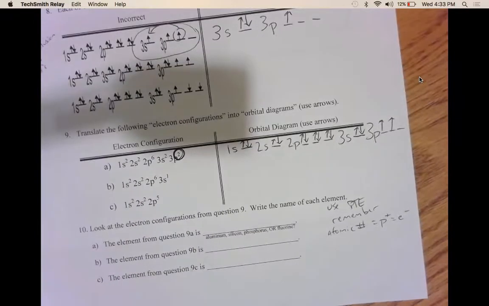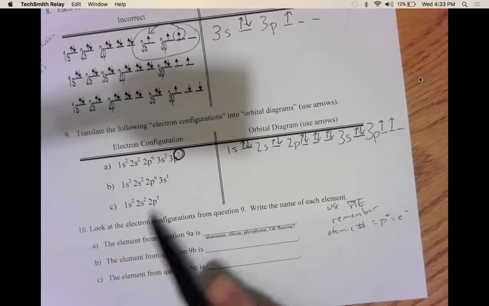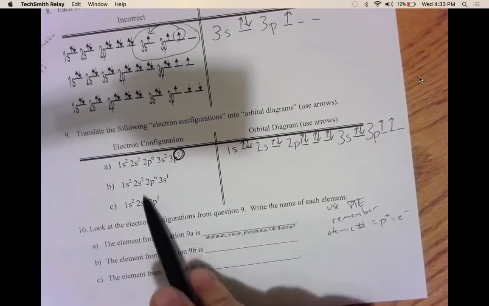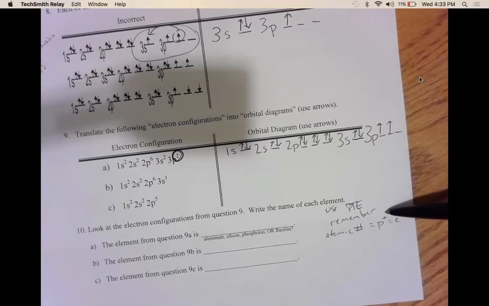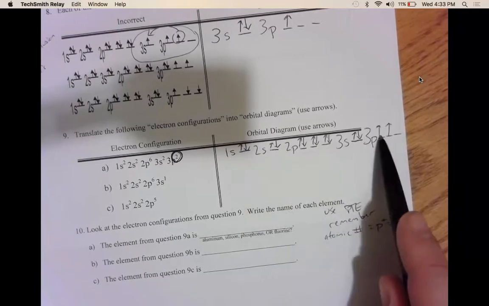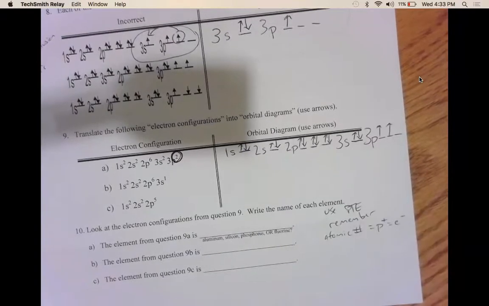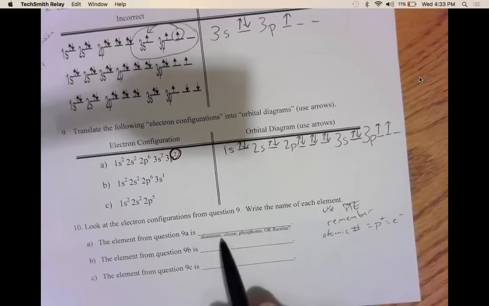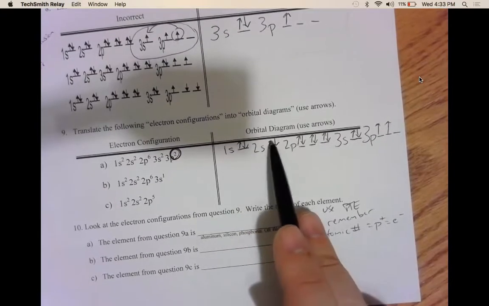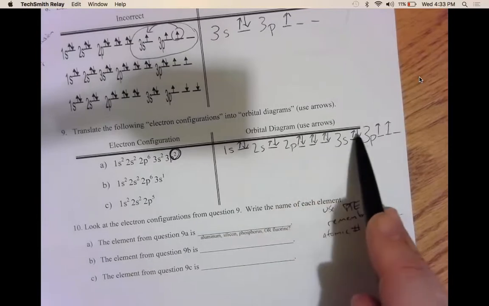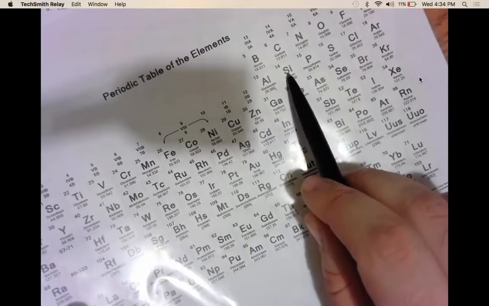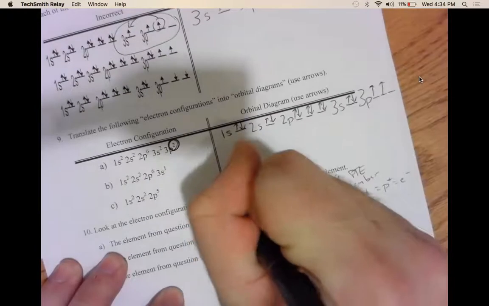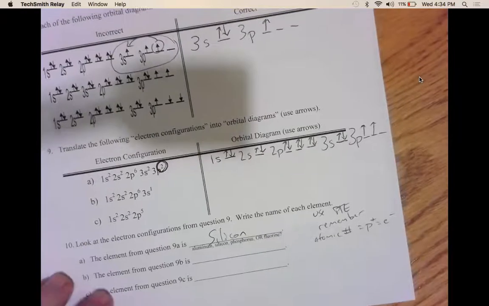Question 10a, you need to figure out the elements that you find throughout 9a, b, and c. So remember guys, the atomic number equals the protons and the electrons, so we can use our periodic table to do this. You can count up the electrons, and then use that for your atomic number to find it on the periodic table. So watch, I'll do 10a with you. We count up the electrons: 1, 2, 3, 4, 5, 6, 7, 8, 9, 10, 11, 12, 13, 14. Then we look at our periodic table. We find atomic number 14, and we see that it's silicon. So our answer is silicon. Do the same thing for 10b and c.